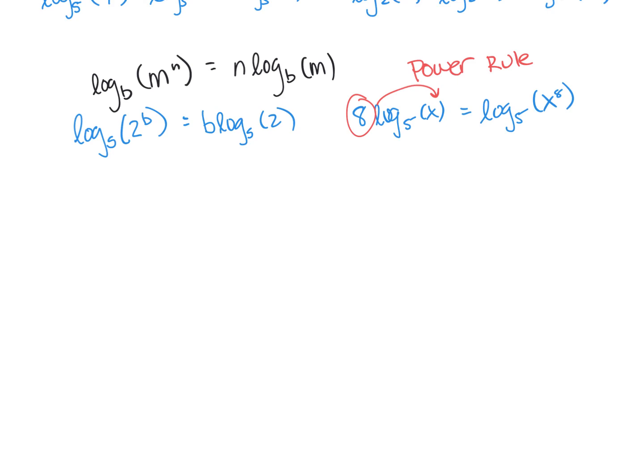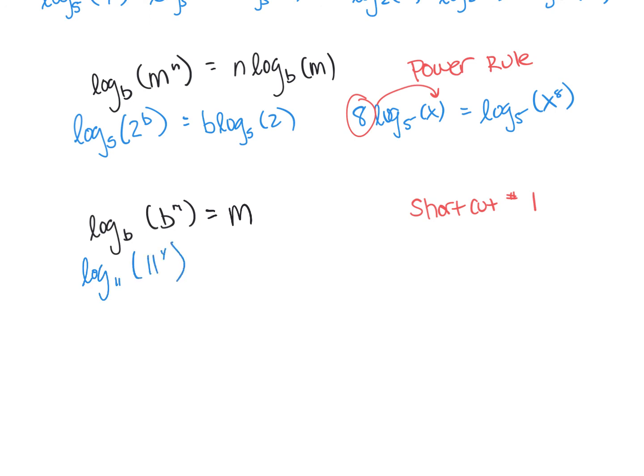So shortcut 1 says that if we have log base b of b to the m, where the big base inside the argument and the little base of the log are the same, we can cancel out the log and the bases, and we're just left with whatever that exponent is. So if we have log base 11 of 11 to the power of y, we're just left with y. The bases cancel out, log goes away, it's just the exponent.